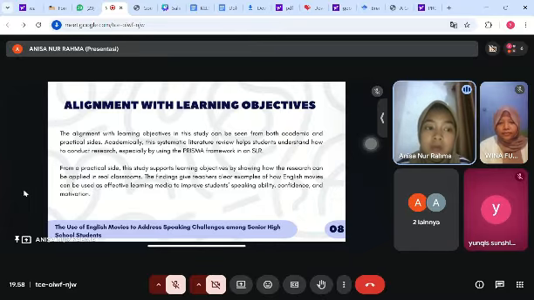From a practical side, this study supports learning objectives by showing how the research can be applied in real classrooms. The findings give teachers clear examples of how English movies can be used as effective learning media to improve students' speaking ability, confidence, and motivation. By connecting research results with teaching practice, this study helps future teachers design interesting speaking activities using authentic materials that address students' real communication difficulties.